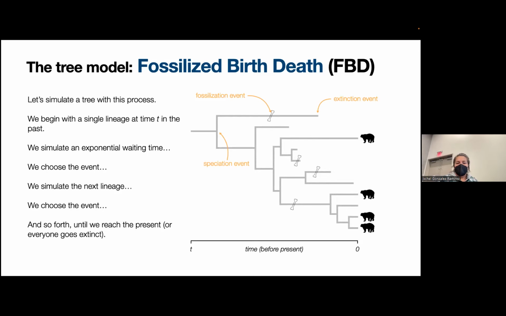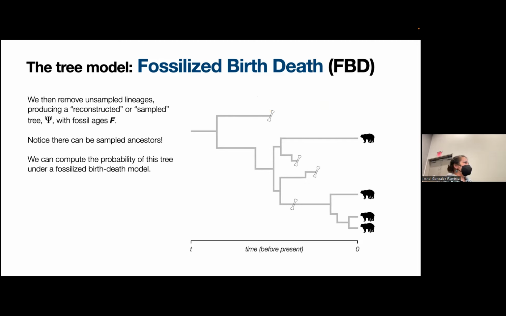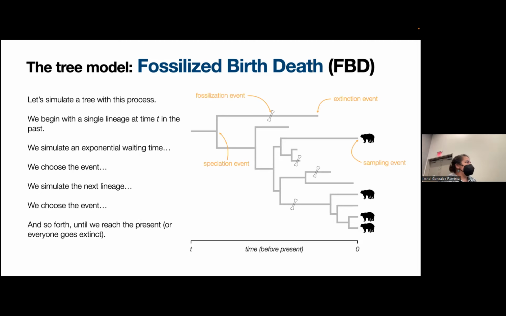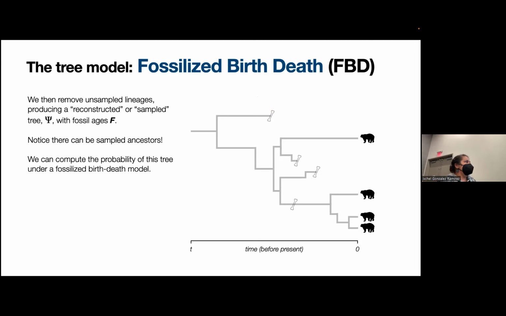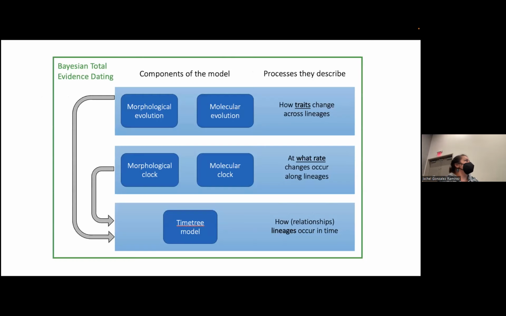Okay. And then, of course, in the present, we may have a sampling event. So some of these terminals I may not sample. And of course, I can take out all the lineages that didn't leave any fossils, all the extinct ones. And this is probably my process that I'm observing in my data, right? Depending on what I sample, what left fossils, and all that.